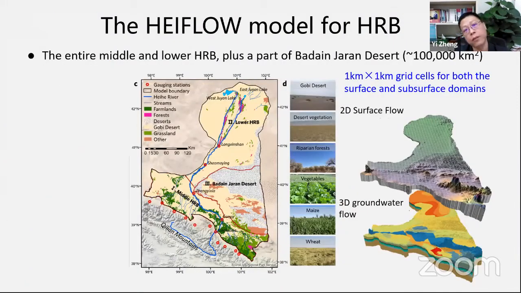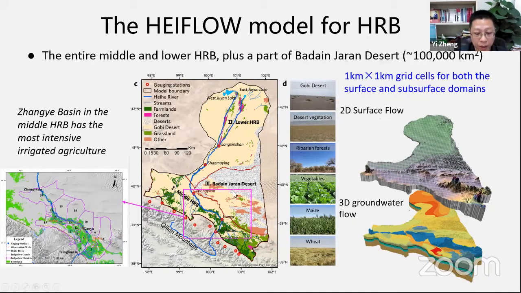Okay, so we built the HEIFLOW model for HRB for the entire middle and lower parts, plus a part of Badain Jaran Desert. The entire modeling domain is about 100,000 square kilometers. We used a grid of 1 kilometer by 1 kilometer for both the surface and the subsurface domains. In the following slides, I will talk about the water management modules in HEIFLOW and focus on Zhangye Basin in the middle Heihe River Basin, because the irrigated agriculture is concentrated in this area. And agriculture consumes a large volume of water.